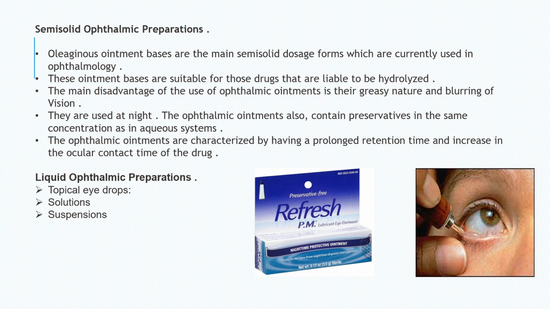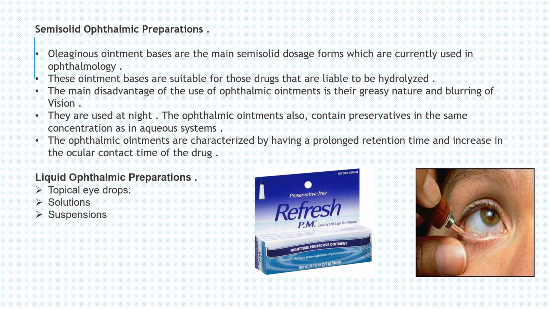Semi-solid ophthalmic preparation. Oleaginous ointment bases are used in semi-solid ophthalmic preparation. These ointments are suitable for drugs which are hydrolyzed easily. The main disadvantage of ophthalmic ointments is their greasy nature and blurring of vision. The advantage of semi-solid ophthalmic preparation is they have prolonged retention time in the eyes and increased intraocular contact time of the drug.